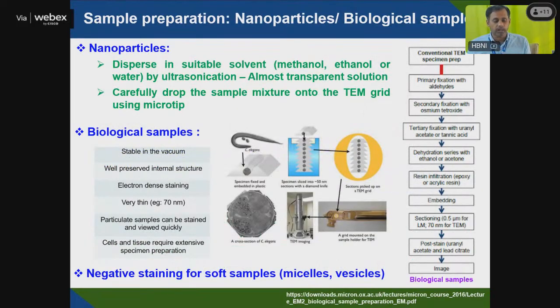But now coming to sample preparation, if you have a nanoparticle, you have to disperse it in a suitable solvent like methanol, ethanol, or water. But in water it will take more time for the vacuum to reach, so it is better to use ethanol, or isopropanol is the best solvent. You disperse in isopropanol, then just put 1 drop on the TEM grid directly.